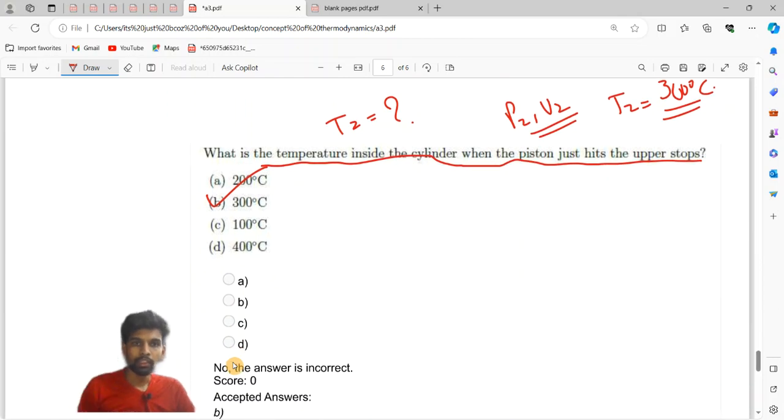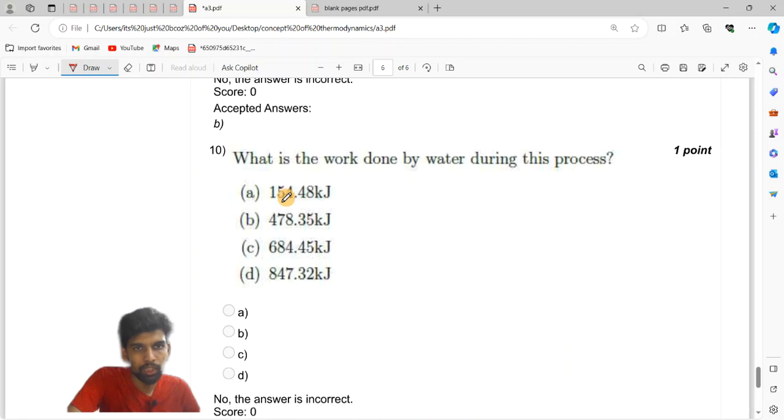If you are not getting this answer directly from the table, you can interpolate and get the result. After interpolation, you will get the same result. And how to do the interpolation, you can watch my previous videos. There I have explained in detail about the interpolation. So that's the answer for this question.